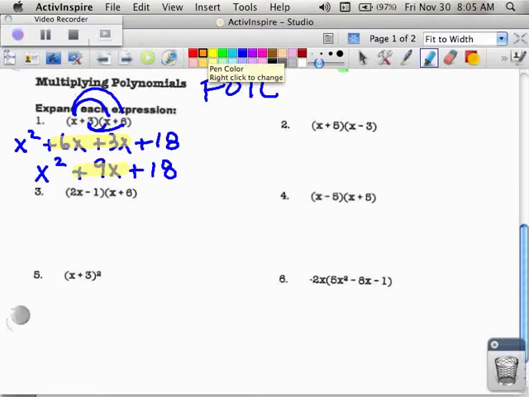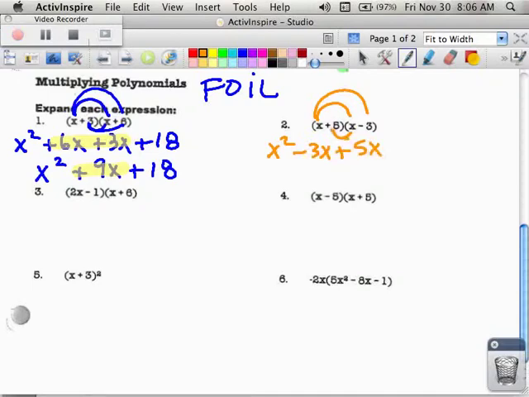In the next one, my first times first is x squared. Outer is minus 3x. Inner, positive 5x. And last, minus 15. If I combine the middle terms, which are both x things, I get positive 2x. So my final answer would be x squared plus 2x minus 15. Notice how we always write things in what they call descending order, or the general form or standard form, where the biggest power comes first, the next biggest power, and then the last. You will write that on your exam as well.